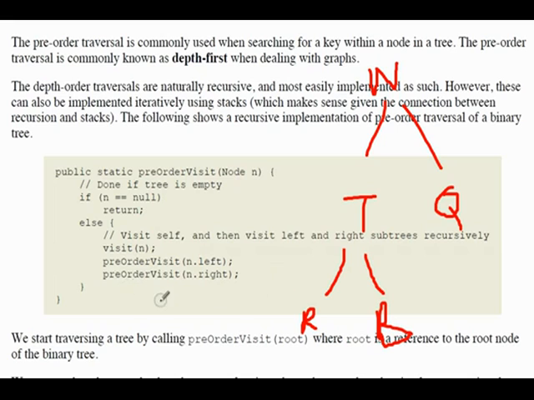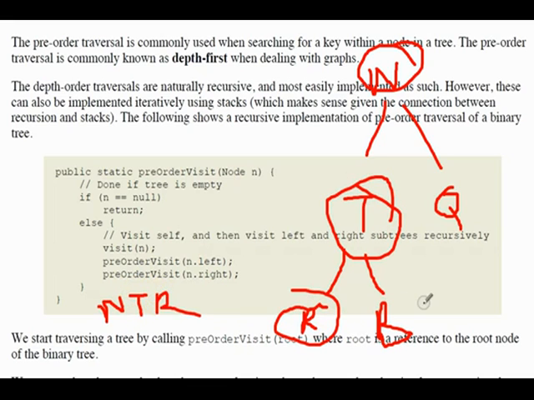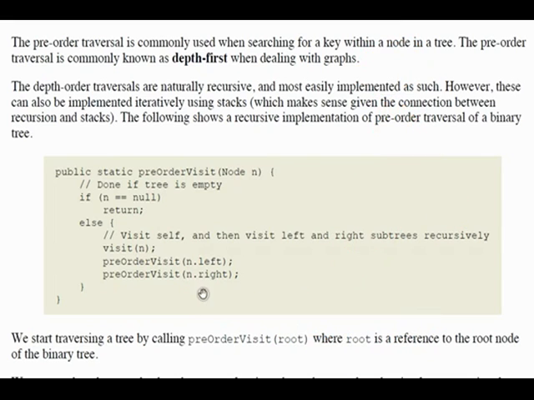Okay, so you have N, which is the self. Then you have to visit left. Okay, this is the left. Then you have another self, T. So you have to visit T. Then you have the left R, and you have right B. And remember this self, you visited left. Now you have to visit right, which is Q. That's pre-order.